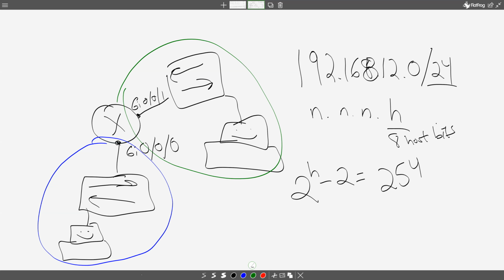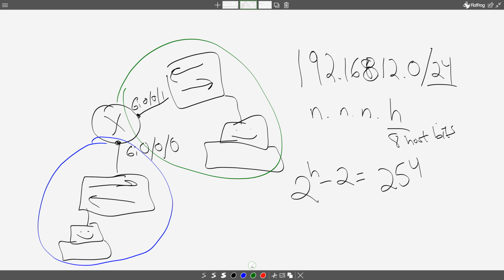We got a problem though. I've got this network over here that I just drew for you, but your ISP or your network administrator or whoever, they only gave you a single network. So what are we going to do? What can we do to take this single network of 192.168.12.0/24 and make it fit this network diagram right here?